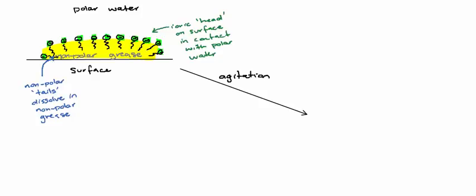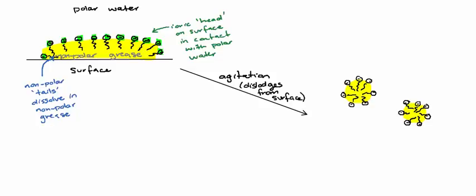Upon agitation, this globule, which contains the grease and the soap or detergent ions, dislodges from the surface. This forms small water-soluble particles that are suspended within the water. These particles are called micelles. The reason that they are water-soluble is because of the ionic heads, which are now surrounding the surface and are able to form ion-dipole bonds with the polar water molecules.